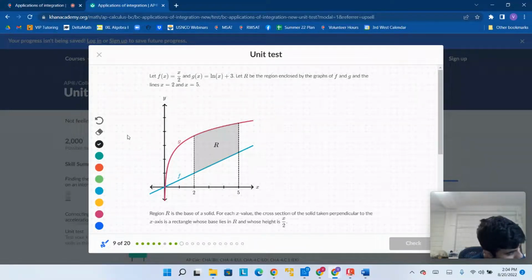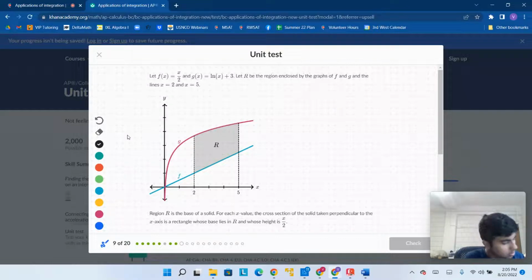Okay, so what do we do here? And how do we think about this kind of problem? Well, we know that for any x value between 2 and 5, the base lies in R, it's perpendicular to the x-axis, so the length of the rectangle base is going to be ln x plus 3 minus x over 2. And that's the length of the base. And then, of course, you're going to multiply the length of the base by the height, which is x over 2. And that's for every x value between 2 and 5, dx.